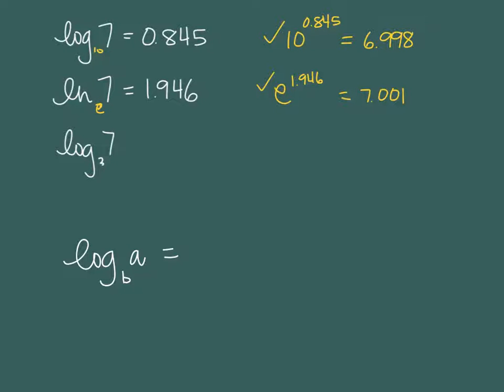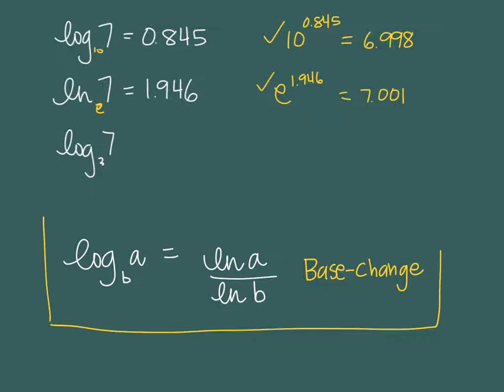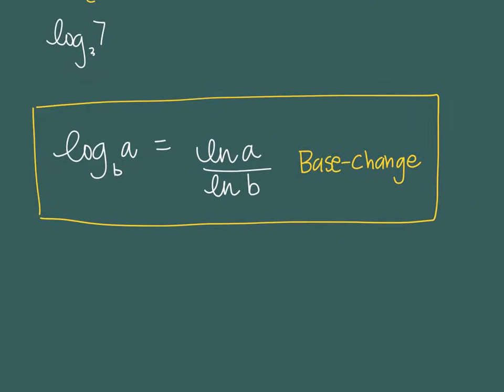All right, so if you have a log and it's not base 10 and it's not base E, then you can do the following. You can switch it to a natural log of the number A and then divide it by the natural log of the number B. That is your very first property. It's called the base change property. It's when you change from the base that you're given to the base of E instead, and you use that property. So that would allow us to figure out what the log base 3 of 7 is.